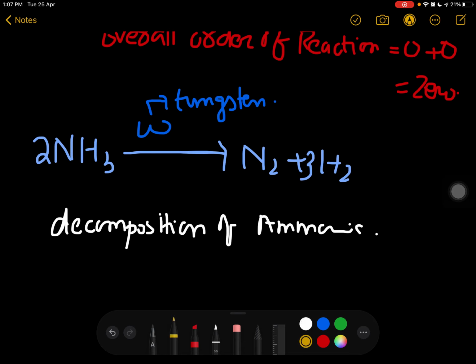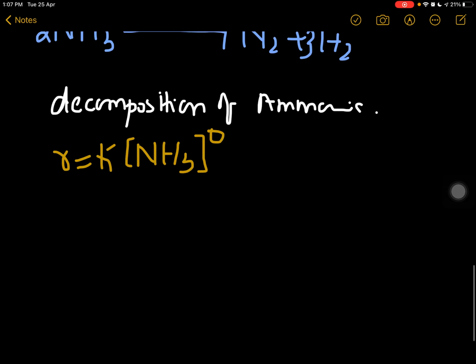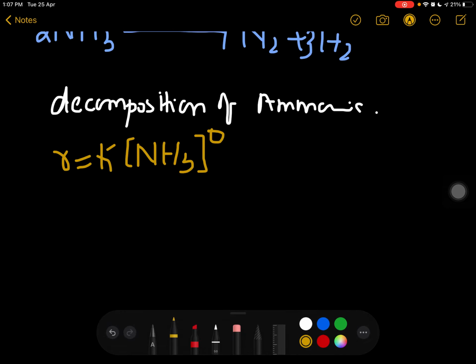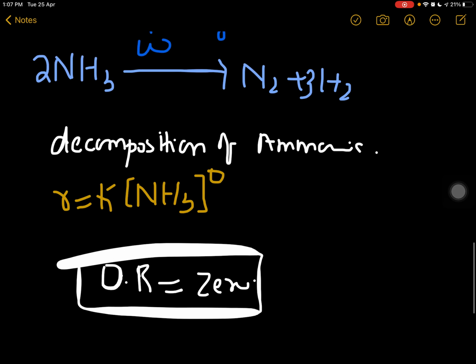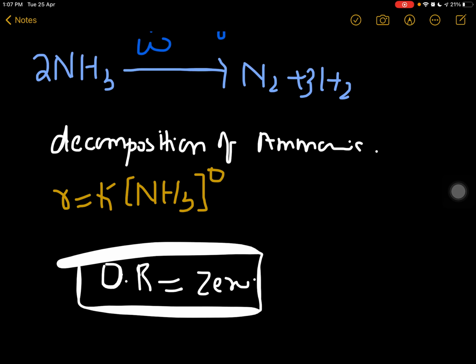If I talk about the rate of reaction, it will be R is equal to K [NH3]^0. So the order of reaction will also be 0. The concentration will obviously gradually decrease, but the rate of reaction won't get affected. It will remain the same, it will remain constant.